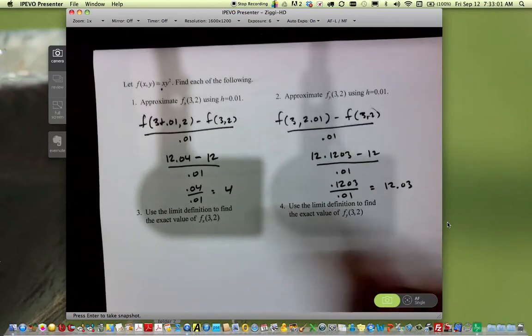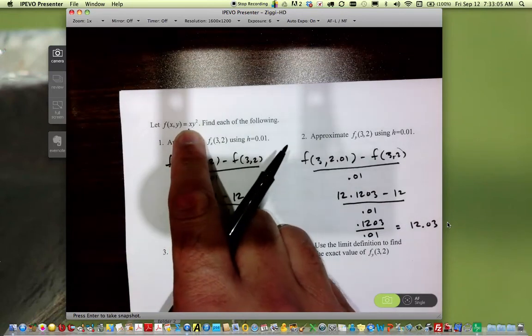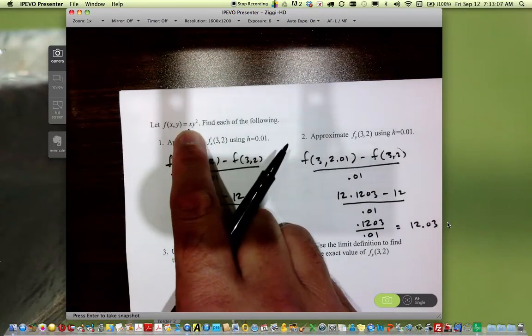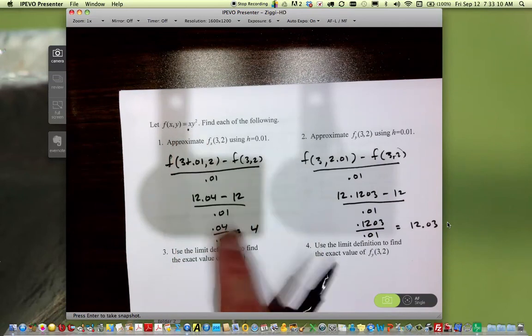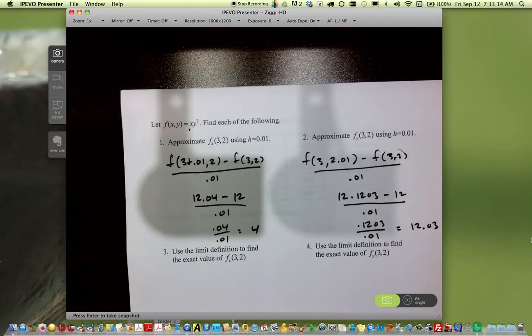Right, and these numbers I think should kind of make sense. If you think about this function, x times y squared, this function is going to grow pretty quickly, especially as you start moving away from the origin. So as we move further away from the origin, we would expect this function to start growing faster and faster.